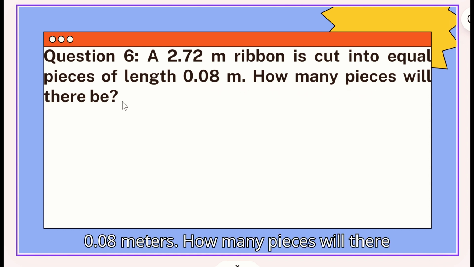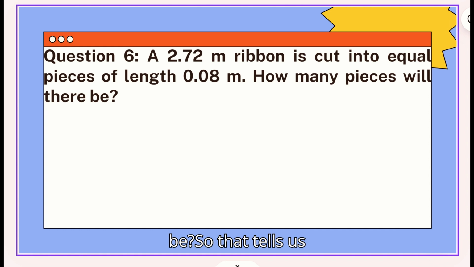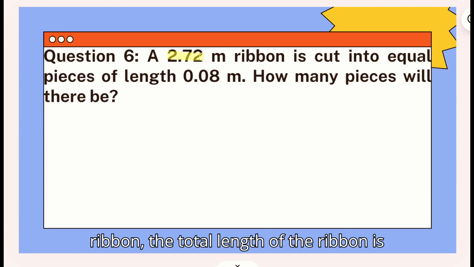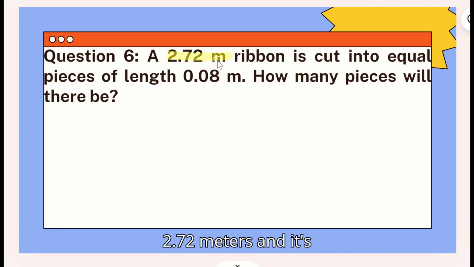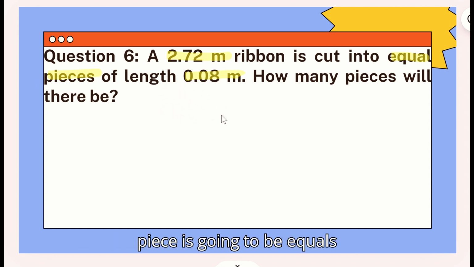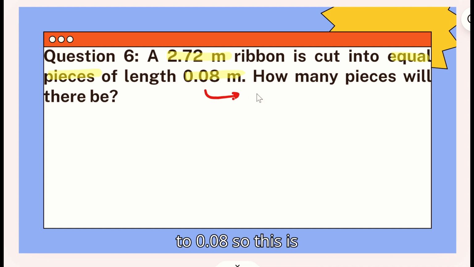meters. How many pieces will there be? So that tells us that the total length of the ribbon is 2.72 meters, and it's equally cut into lengths of 0.08. Equal pieces over here means that each piece, no matter how many pieces there are, is going to be equal to 0.08. So this is each piece.